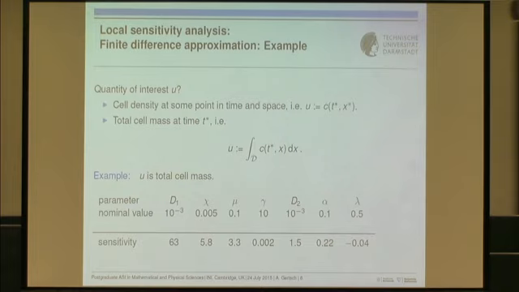Okay, so if you go back to our model, what could be quantities of interest? I'm sure you can cook up much more interesting ones or much more appropriate ones. I've taken some fairly simple ones. You could be asking, what is the cell density at some point in time and space? For instance, your U could be the cell density at some point t star, x star, because that is particularly interesting for you. Or you may be interested in the total cell mass at some fixed time point. So your U is the integral over your spatial domain of the cell density at time t star.